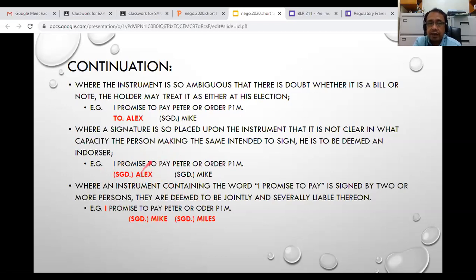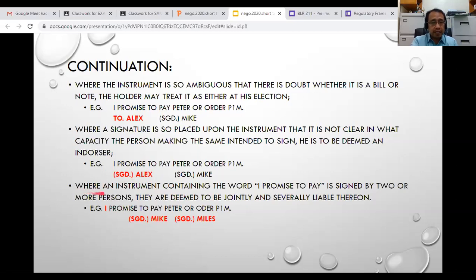Later on, makikita niyo siya, Alex here will be known as an irregular or an anomalous endorser. Why irregular or anomalous endorser? Because Alex affixed his signature in the instrument even prior to the issuance of the instrument. Negotiation or endorsement will be made after the issuance of the instrument. But in this situation, Alex affixed his signature even before the issuance. That's why he is known as an irregular or an anomalous endorser.